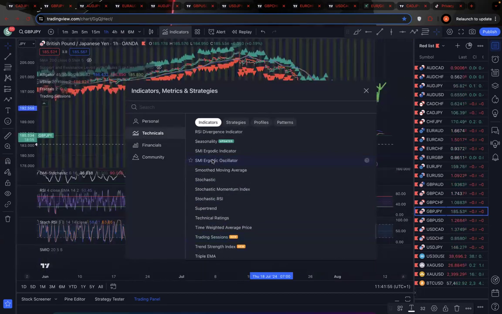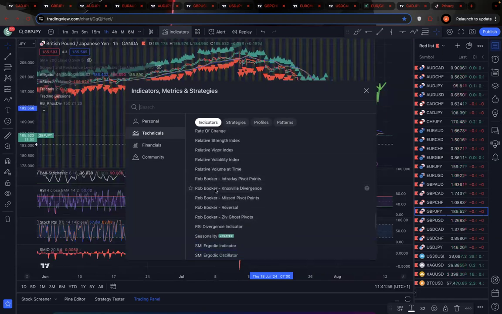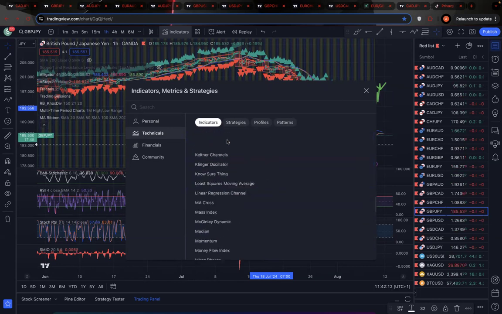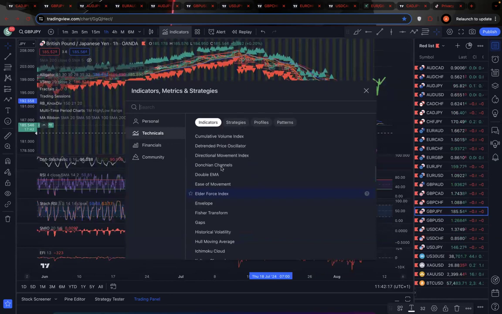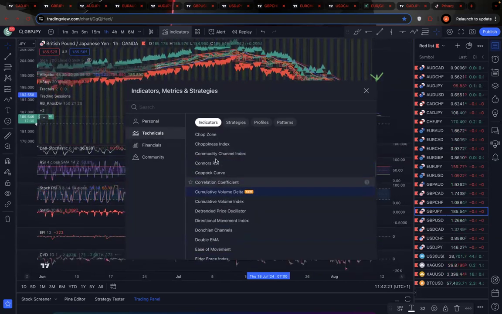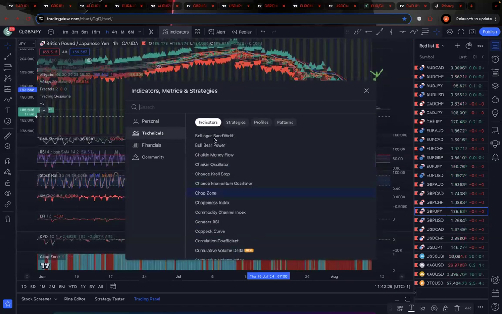Then we'll put Elliott Wave. No, that's an oscillator, I don't like oscillators. We'll put divergence. Divergence shows it down there. Then we'll put, let's check multi-period charts. Let's try moving average ribbon. Elder force index. No. Cumulative volume data. No, I don't like that. Chop zone. This is the zone where you're going to chop your money.